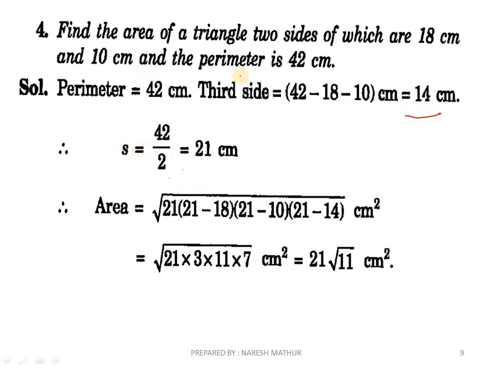Find semi-perimeter. 42 by 2 is 21 centimeter. 21 into 18, 10 and 14. Now this 21 will be broken down into 3 into 7. Now we can make a pair of 7 and a pair of 3. 3 into 7 is 21, just outside of the square root. We'll be left with root 11. Now in this exercise we are just leaving this answer in the square root only, but the right solution is we need to convert the square roots into decimal form, which we'll discuss in the next exercise.